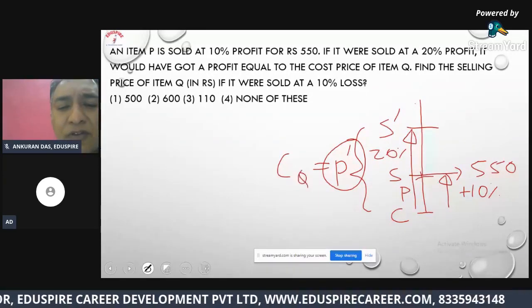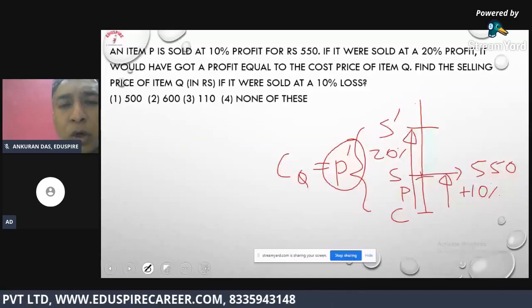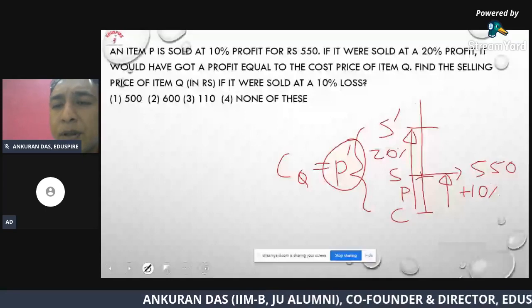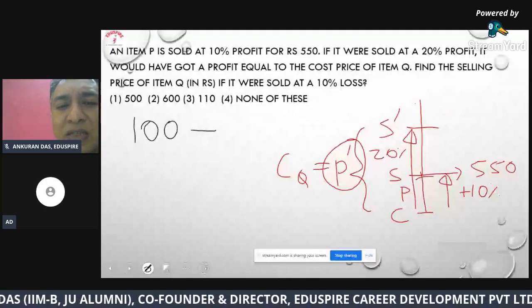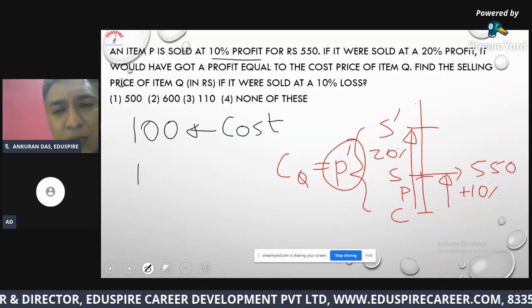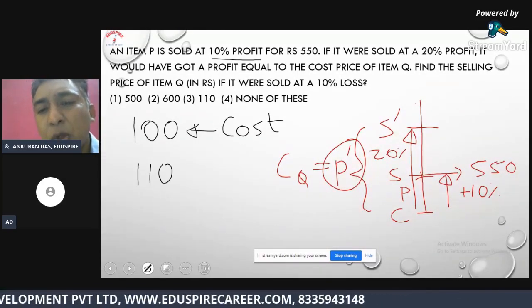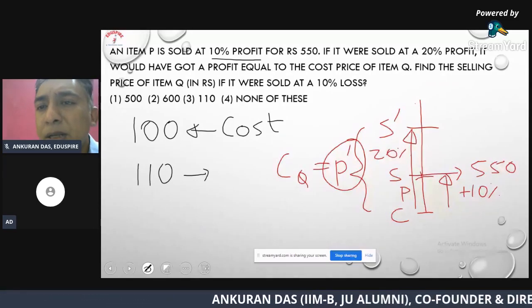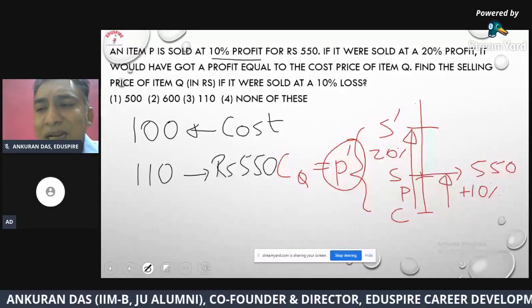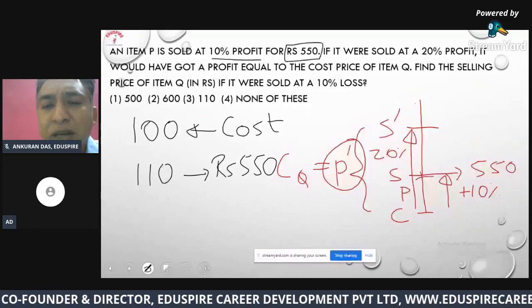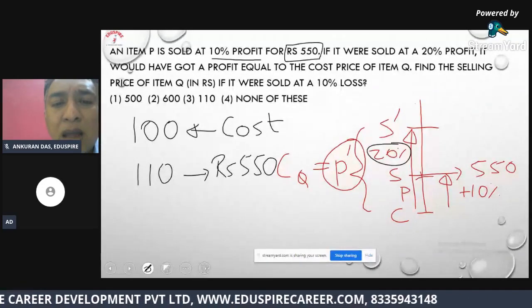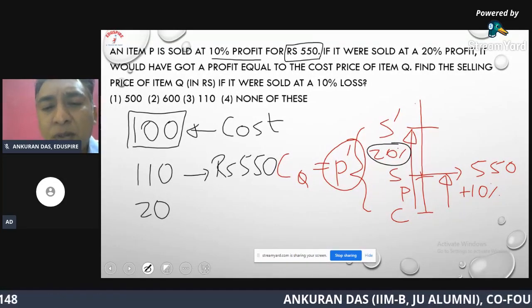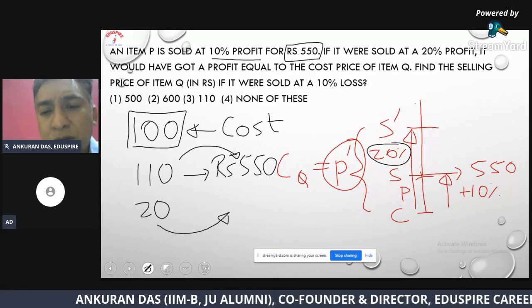For example, if I start by assuming the cost of the product as 100, so I'm taking this as the cost of the product. Now you see, when it is sold at 10% profit, then the sales price will be 110, right? Now that 110 they have said is equivalent to rupees 550, correct? That is what they have said. Now, in the second case, if the percentage profit is 20 on a cost of 100, then the amount of profit will be 20 rupees, right? So the question is, if 110 corresponds to 550, then 20 corresponds to how much? Of course, that will be rupees 100.